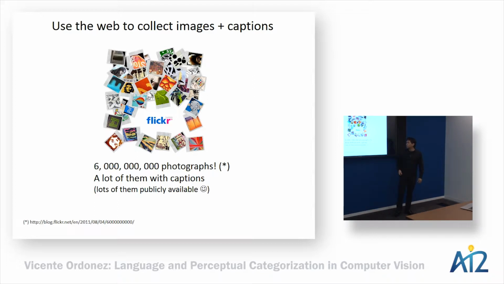And we use images from Flickr. Flickr has a lot of images. At the time we worked on these in 2011, they claimed they had 6 billion photographs. It must be much larger now.